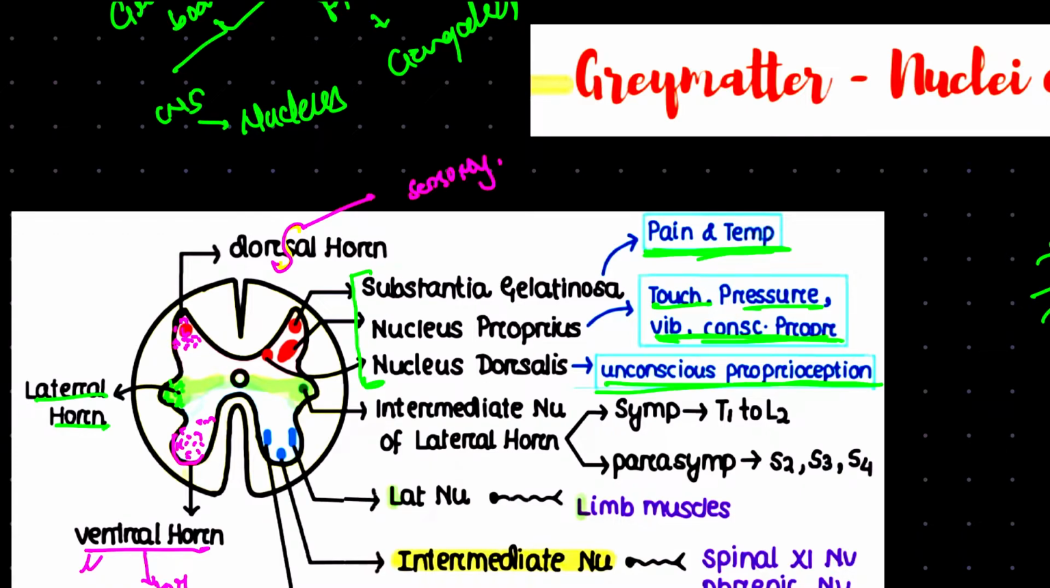Okay, now I would like to point out one important point: these nuclei in the dorsal horn, which plate are they derived from at the time of development? These are derived from the alar plate during development.